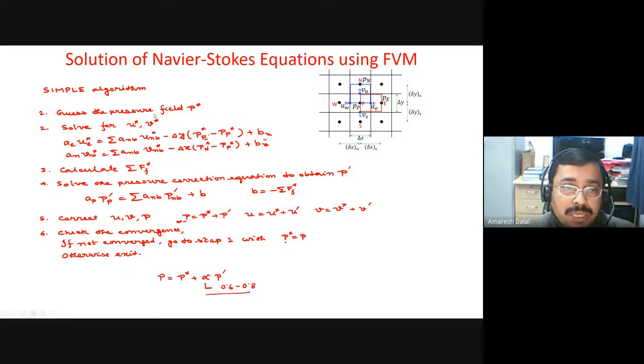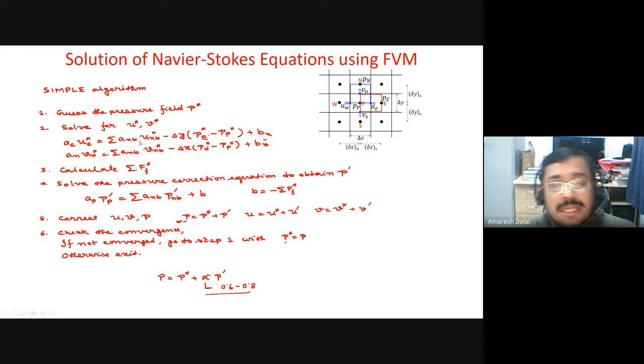So P star, then with that you solve this equation and find the provisional velocities, and then you calculate the summation of Ff star with these known provisional velocities. Then you solve this pressure correction equation, whatever we have derived. Once you know the pressure correction, then you know the velocity correction, and once you know the velocity correction, then you can calculate U, V, P, okay. And now you check for the convergence. If it is not converged, then again you repeat it.